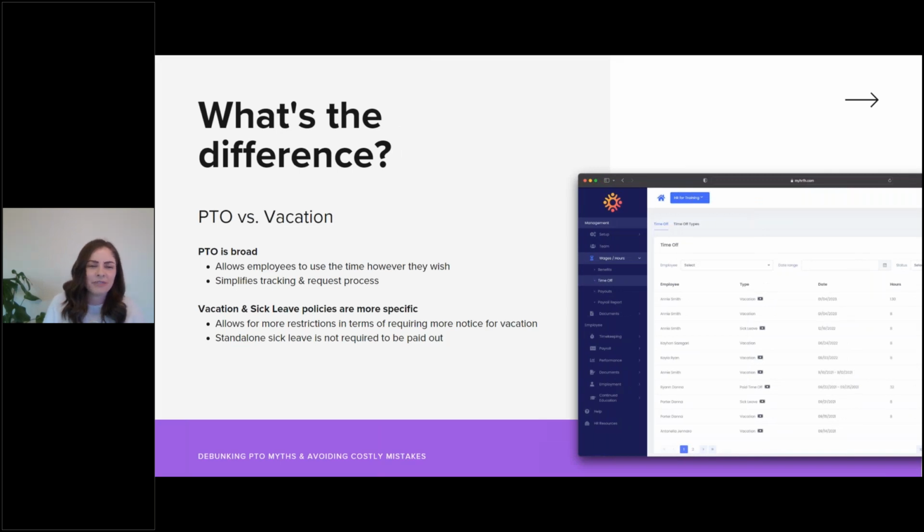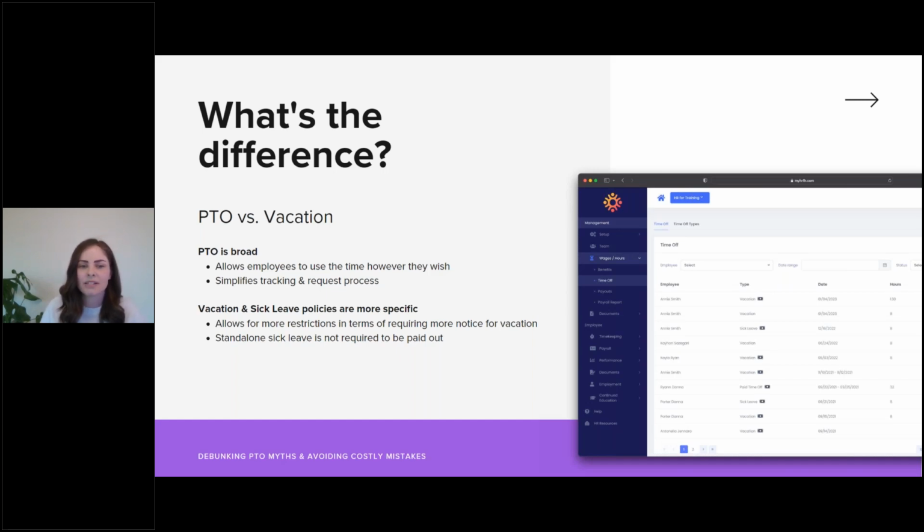So first of all, what's the difference between PTO and vacation? PTO is going to be more broad. Employees can use that time however they wish. Maybe they're sick, maybe they're taking it for a vacation, they need to care for a family member. It's more general, and they can use that time however they need to. This simplifies the tracking and request process because any time off that the employee has, it's going to automatically default to PTO, makes it a little bit easier for the approval process.